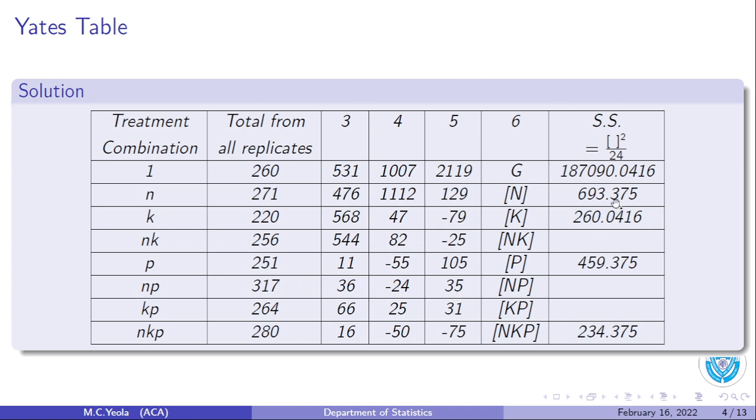We are finding the sums of squares here. Because we have 24 observations, the divisor is 24. G square upon N, that is this square divided by 24, gives the correction factor. Similarly for the remaining effects, we divide each square by 24. For the treatment combinations that are confounded, we are not writing the sum of squares here.